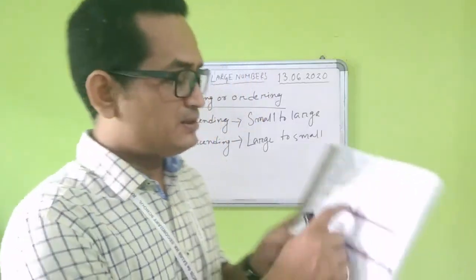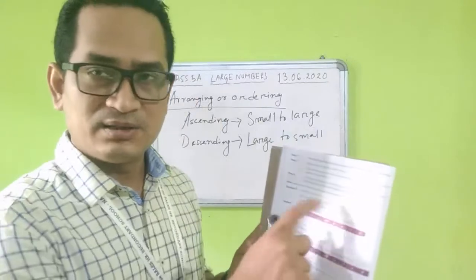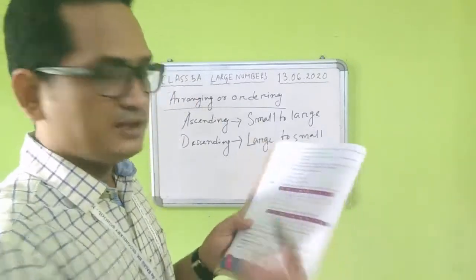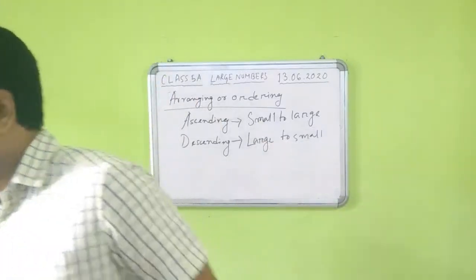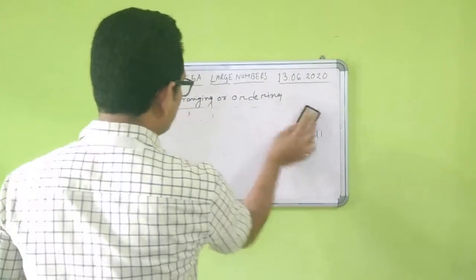Now which one is greater? Of course, 2 will be greater. So that means the first number will be greater. So the symbol will be this one. The opening part should be towards the right hand side. That means I will just show you.